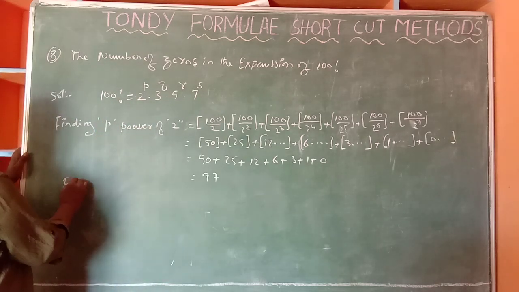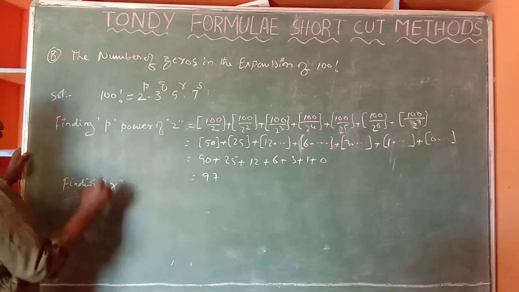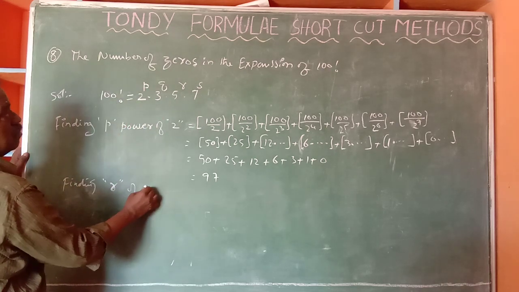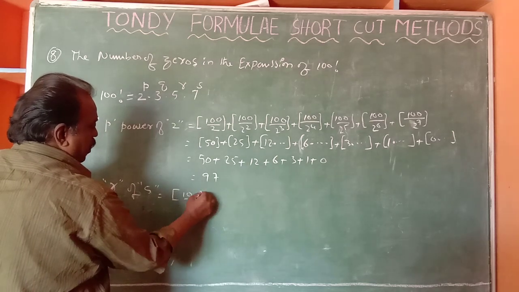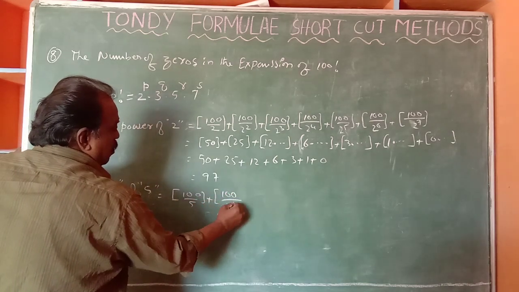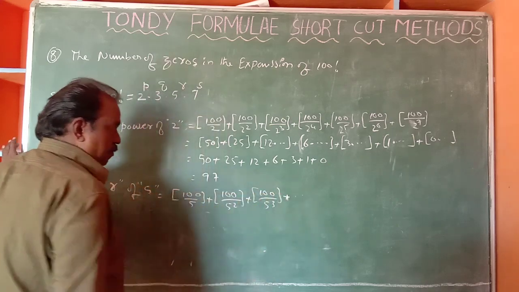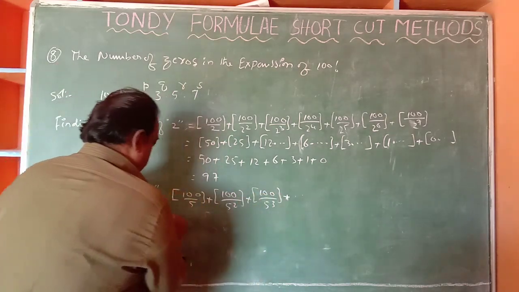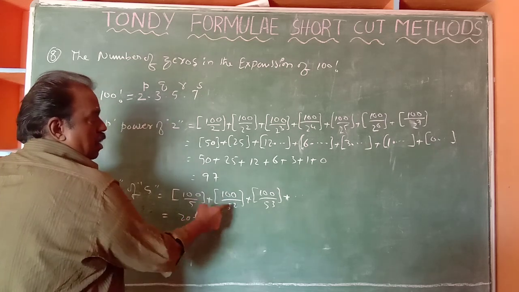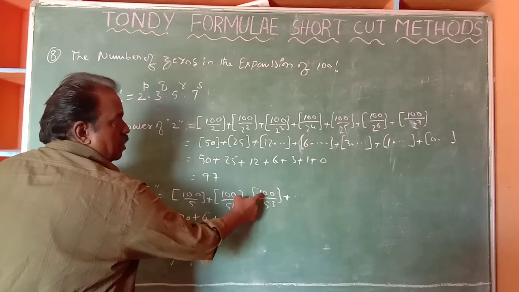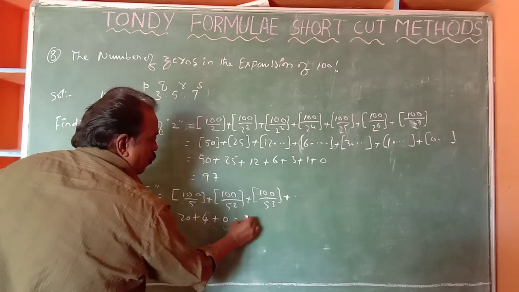I will write again. Similarly, finding r, the power of 5. 3 power q is not needed, only 2 and 5. It is also the step function 100 by 5, the step function 100 by 5 square, the step function 100 by 5 cube, and so on. The remaining is not needed, because 100 by 5 is how much? It is 20. Step 20 is 20. 100 by 25 is 4. Here 5 cube is 125, and 100 by 125 is 0 point something. So it is 0. So we get 24.